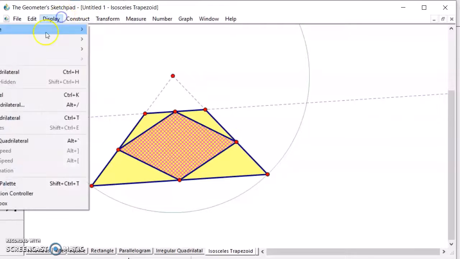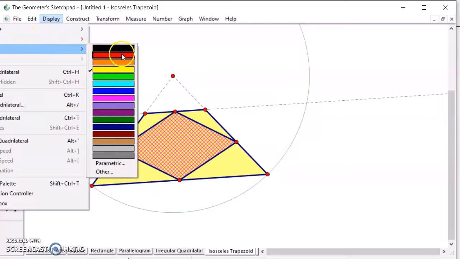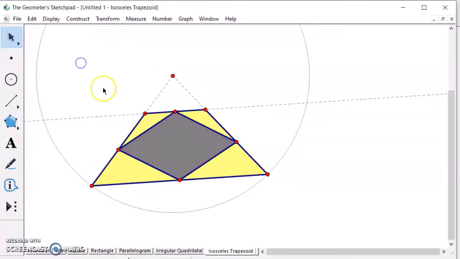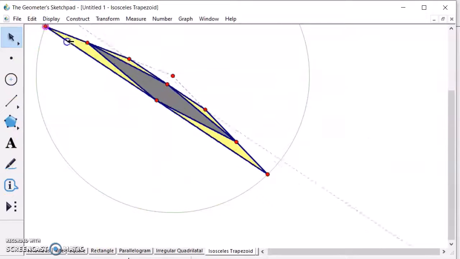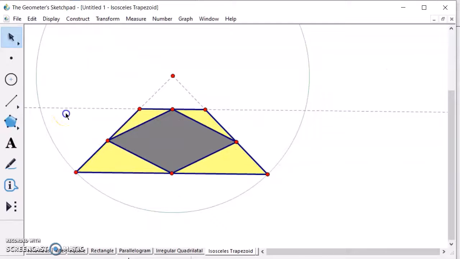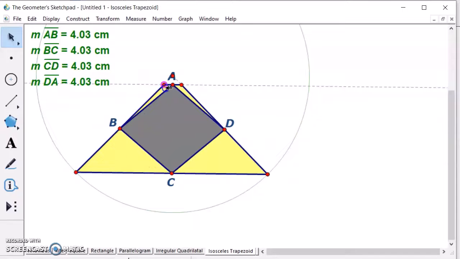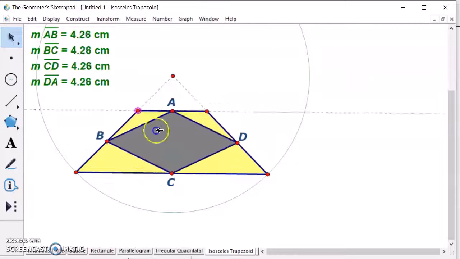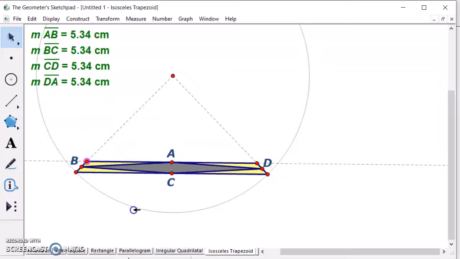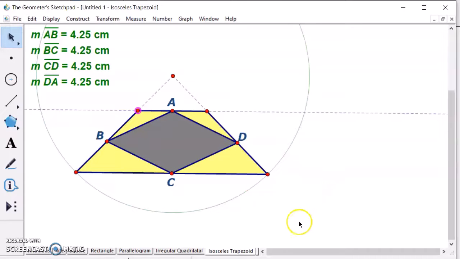And this time I'm going to make it a darker color so that it really jumps out. There we go. So now no matter where I move, we can see that that shape retains some properties. So let's measure those sides. Doesn't even look like we have any right angles in there, so I'm not going to measure those. But what shape is formed?